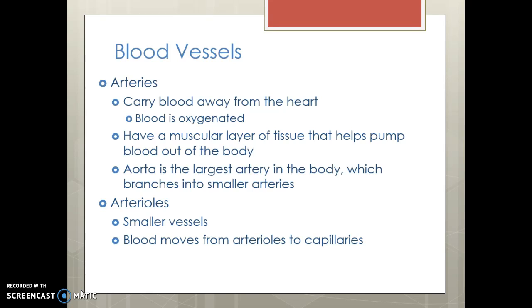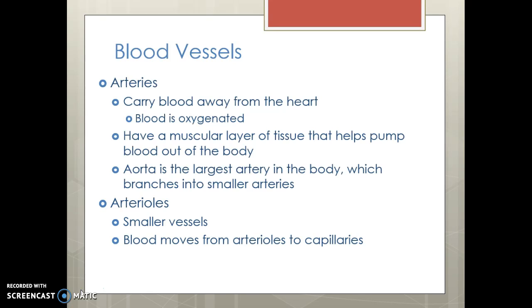So we have some different kinds of blood vessels. Arteries, you know, are the biggest blood vessels. Arteries start with an A, so arteries carry blood away from the heart, and the blood is oxygenated, except in that one case of the pulmonary artery. And arteries have a muscular layer that helps pump the blood through the body. Your aorta is the largest artery, and it branches out into smaller ones.